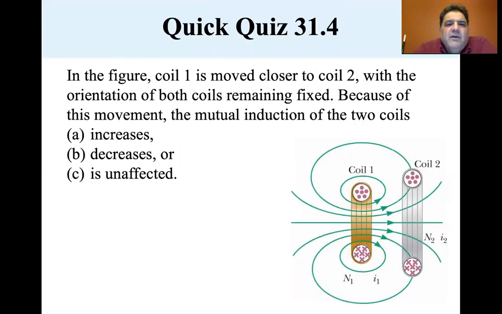So in the figure, coil 1 is moved closer to coil 2, with the orientation of both coils remaining fixed. Because of this movement, does the mutual inductance of the two coils increase, decrease, or is it unaffected? Well, you can see that as it moves closer, more magnetic field lines are going to go through coil 2, so the mutual inductance increases. And that is the case.